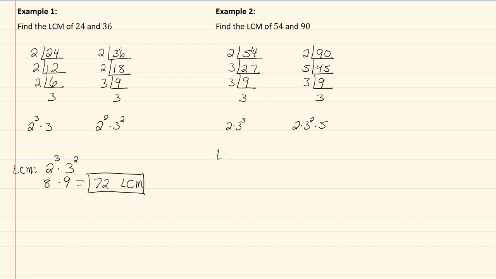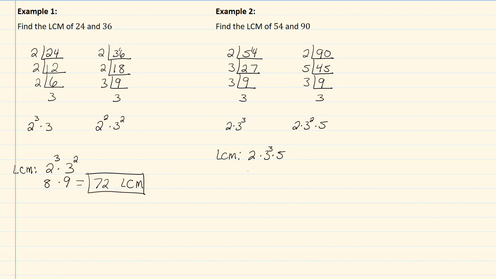So now we're looking for our LCM. Our unique factors are 2, 3, and 5. I'm taking the highest exponent for each unique factor. So my 2 is going to be just 2. For my 3, my highest exponent is going to be 3, so I have 3 cubed. My highest exponent for 5 is 1, so it'll just be 5.